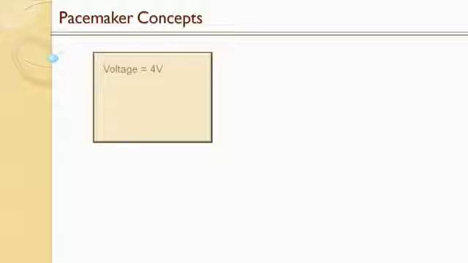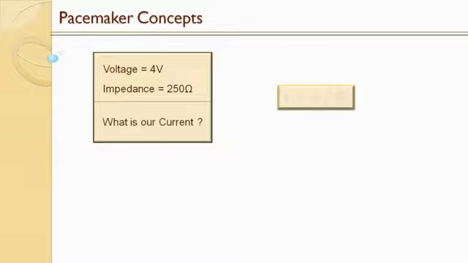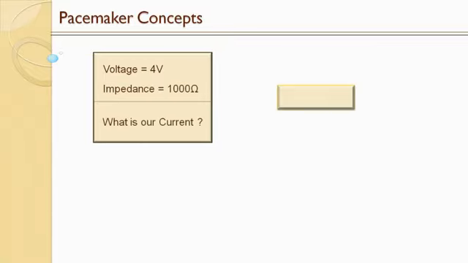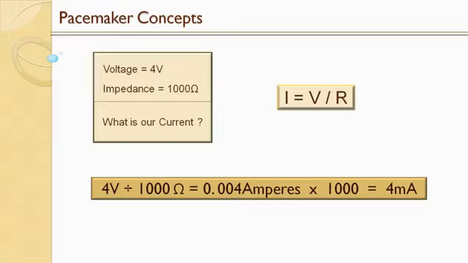Next, let's say that we have a pacemaker programmed to 4 volts again, but this time our impedance changes. It goes down to 250 ohms. So what is our current? 4 volts divided by 250 gives us 16 milliamps. Now with that same 4 volts, let's say that our impedance went up instead of down. 4 volts divided by 1,000 ohms equals 0.004 amperes times 1,000 gives us 4 milliamps.